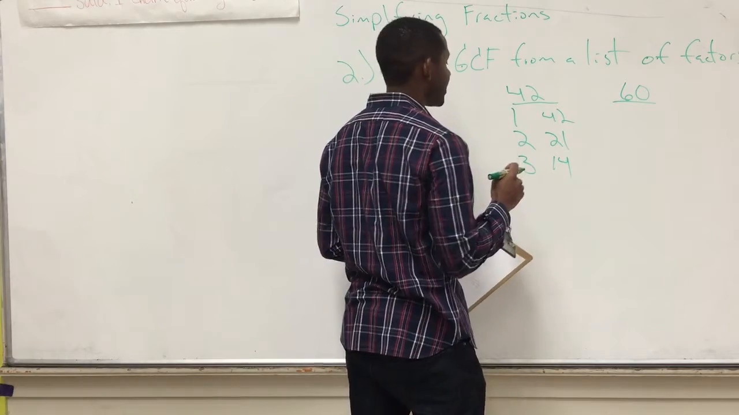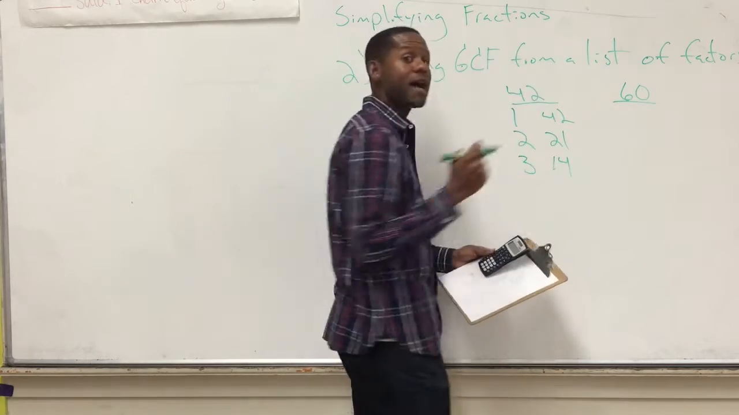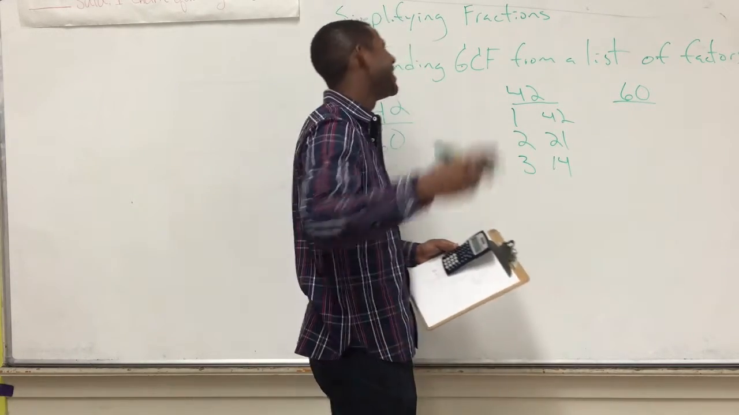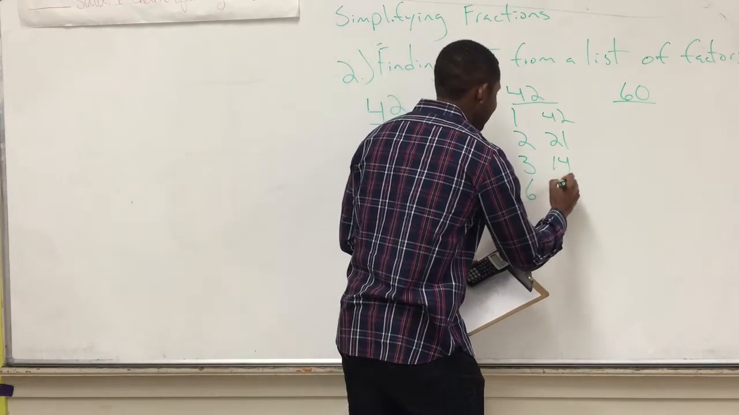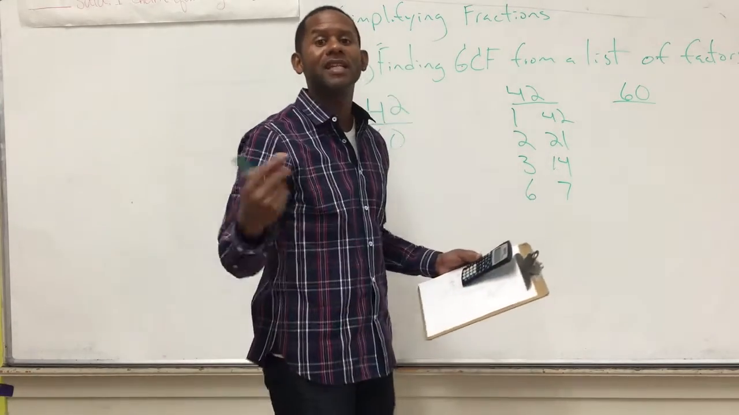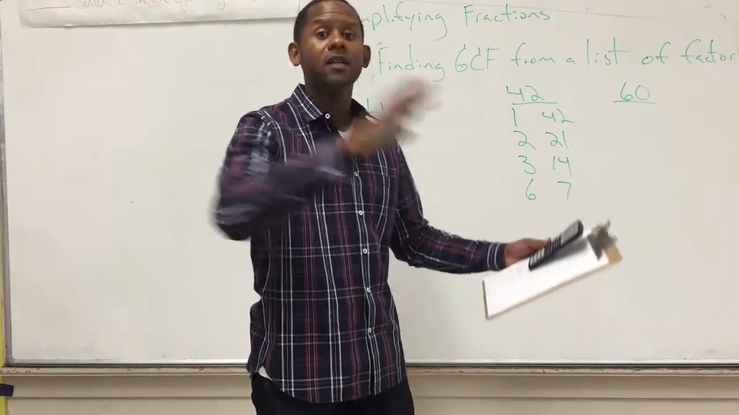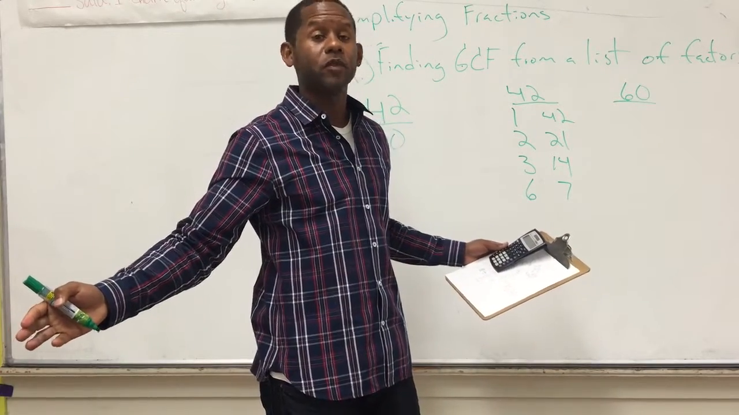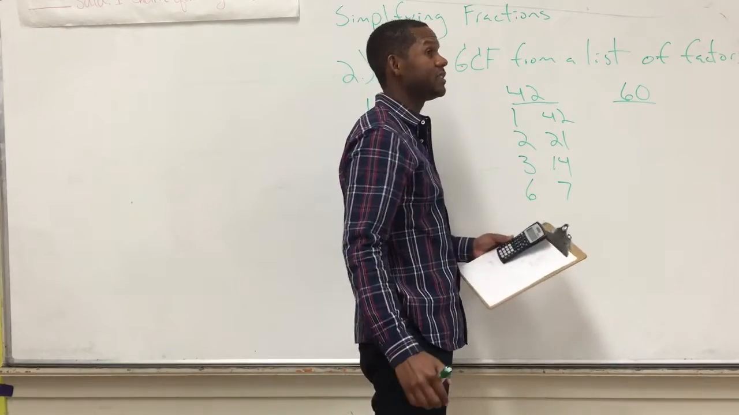I know 4 times nothing is 42. I know 5 times nothing is 42. I know 6 times 7 is 42. Notice how I went 6, 7. Once I get to a number that I've seen already, I'm done with my list. Okay? So I'm going to make a list for 60.